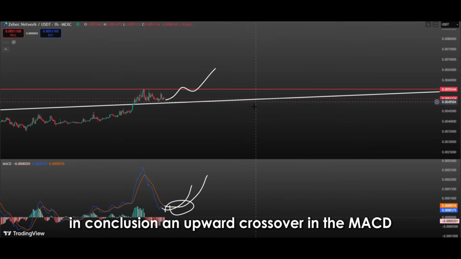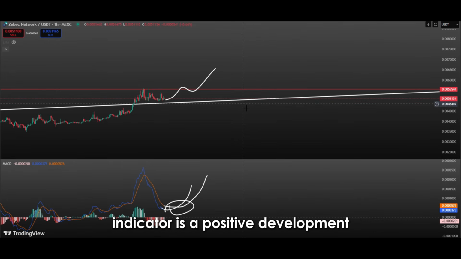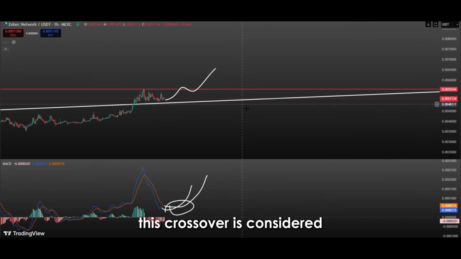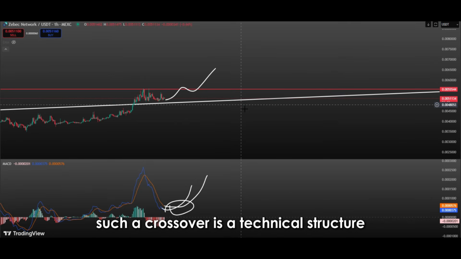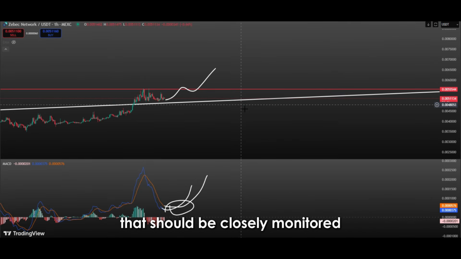In conclusion, an upward crossover in the MACD indicator is a positive development from a technical analysis perspective. This crossover is considered a strong signal that prices may be entering an uptrend. Especially when supported by other technical signals, it can offer significant profit opportunities to investors. For this reason, such a crossover is a technical structure that should be closely monitored and carries strong bullish signals.